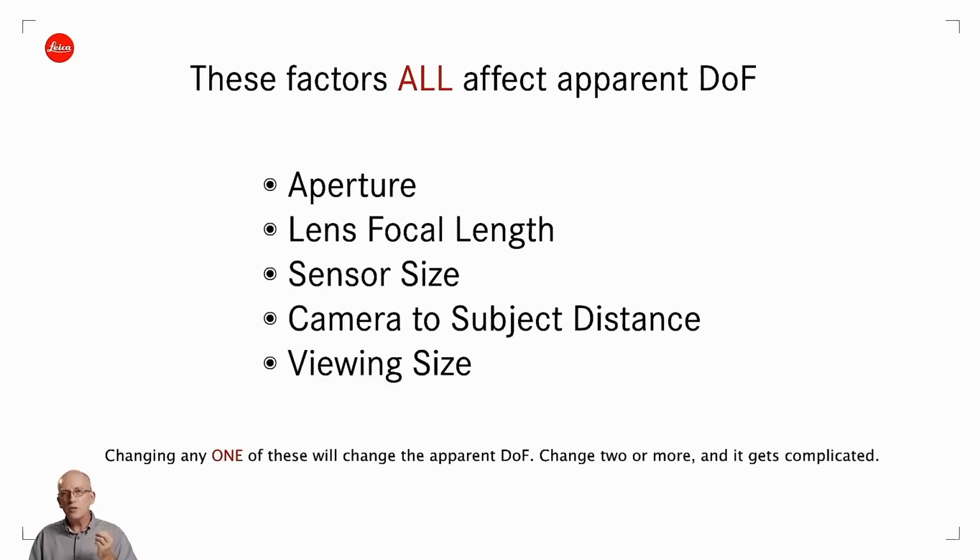But it's actually also true that you can make a wide-angle lens have the same depth of field as a telephoto lens, but you have to change more than one thing. So this is where it gets a bit confusing, because all of these things have an effect on the final result. So first, aperture, lens focal length, sensor size, camera to subject distance, very, very important. We'll come back to that in a little while.